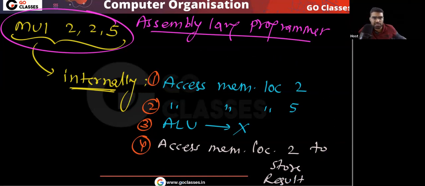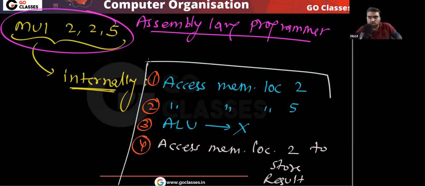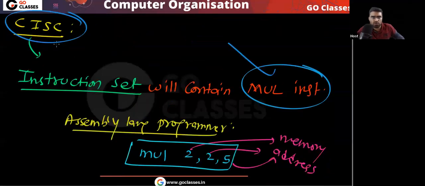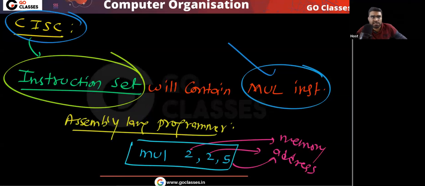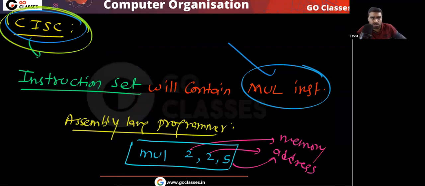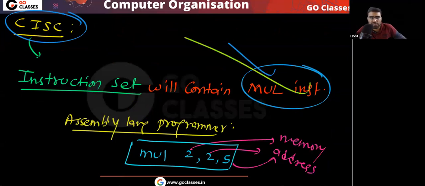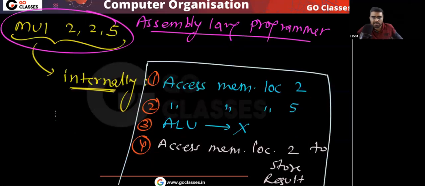Now you tell me, how does the CPU know these things to do for this instruction? Because remember, this is part of the instruction set of this CISC computer. In this processor, the instruction set will contain this instruction. What does it mean? It means the hardware knows how to understand and how to execute this. Is this clear? So remember, internally the hardware knows.